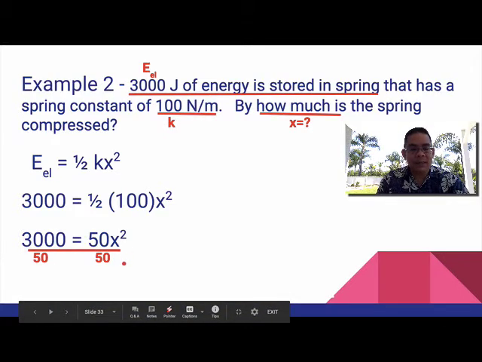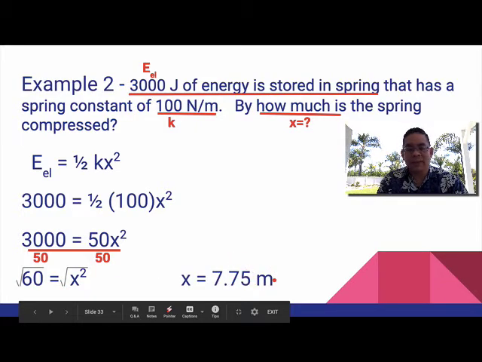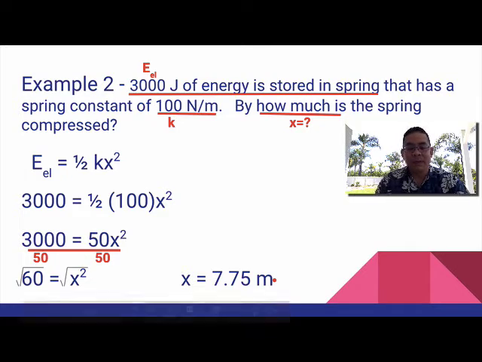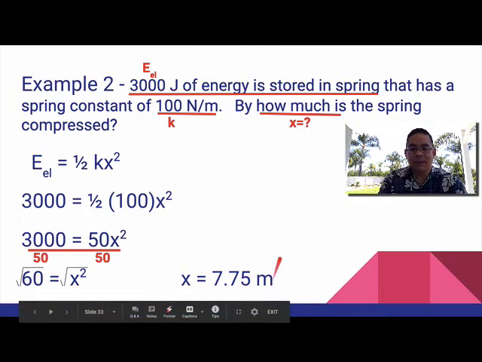And we get 60 on the left equals x squared. Just like in our kinetic energy, what do we do to both sides next? We take the square root, and we just round the answer to about 7.75 meters. And of course, the unit is always going to be meters, and that is our answer.